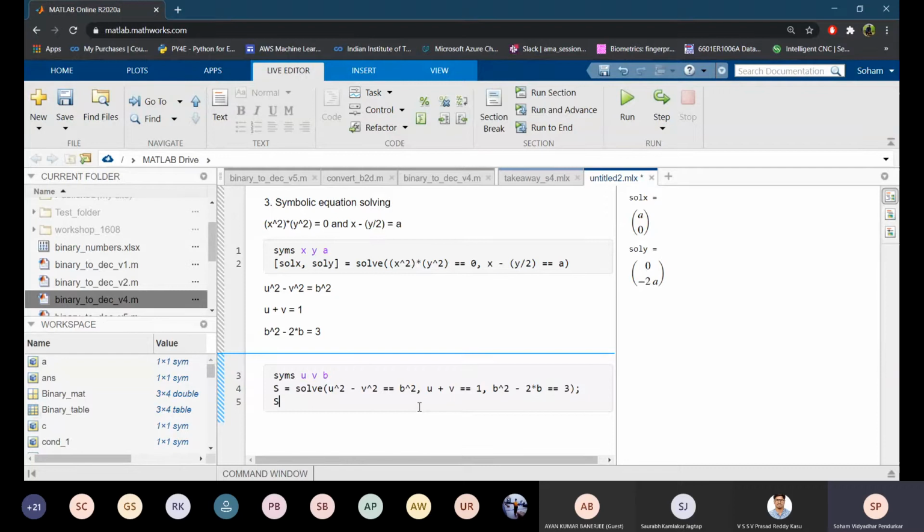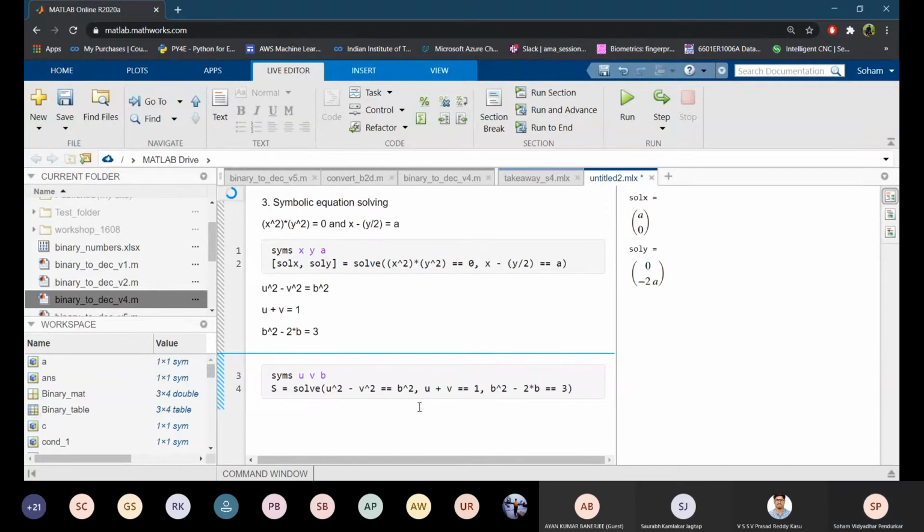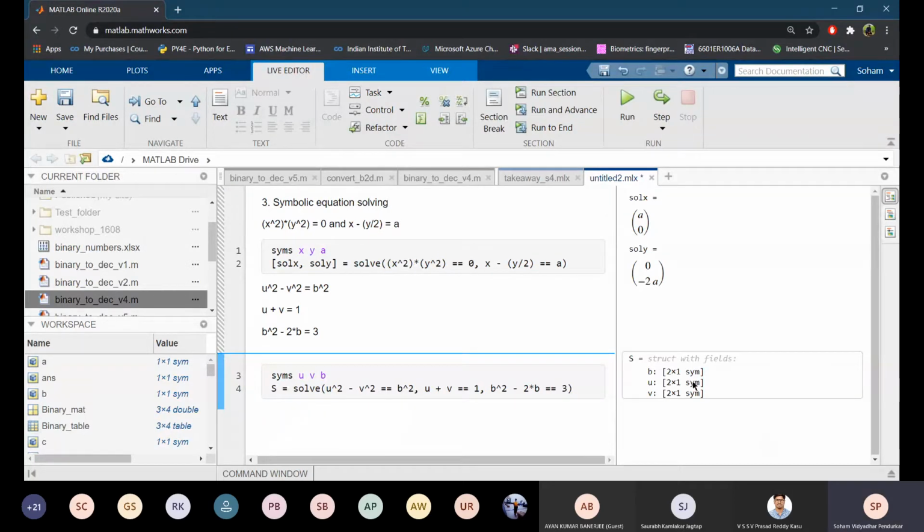So first, let's understand what it displays. See, it is giving me a structure with fields. There is a B field, U field, and V field, and it is saying that it is a symbolic field with values. I mean, it's a 2 by 1 array. All three are 2 by 1 arrays. So you can see that there are two solutions, because the first element of every field will create one, and the second element of every field will create another solution.